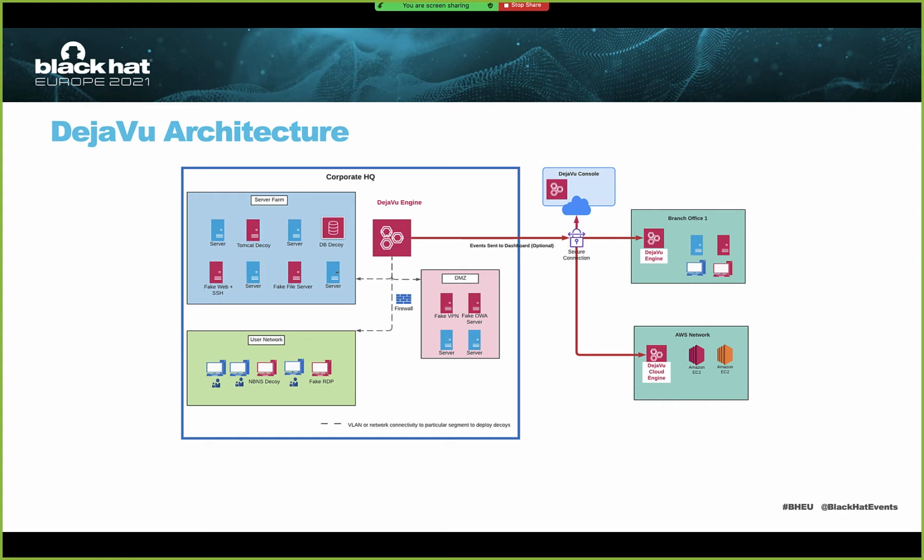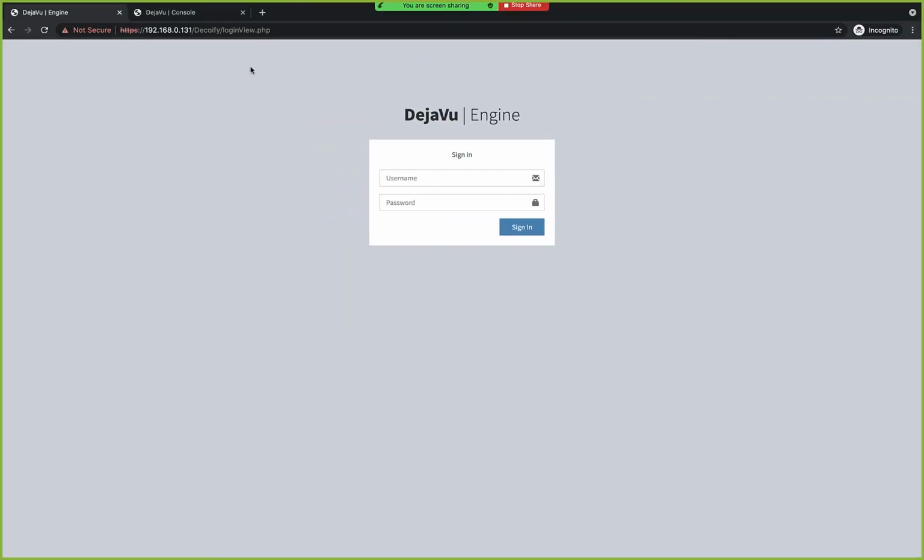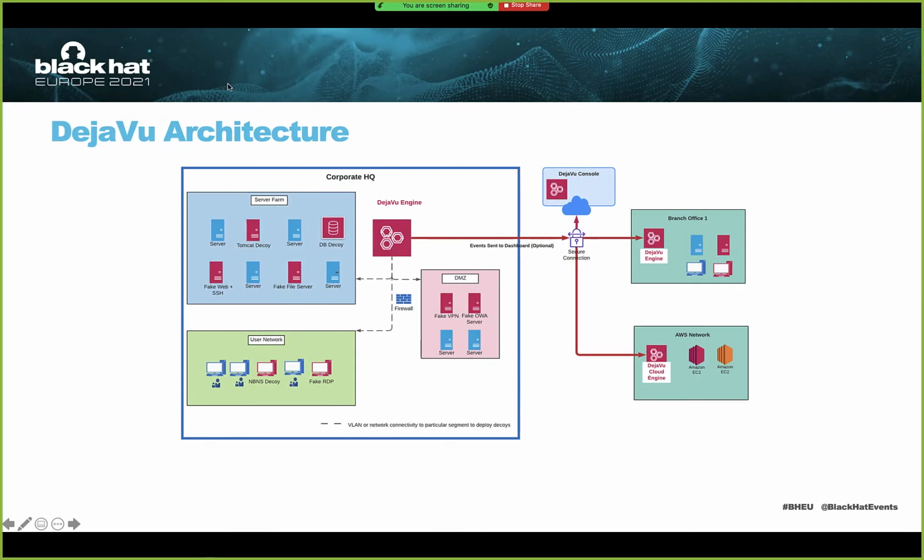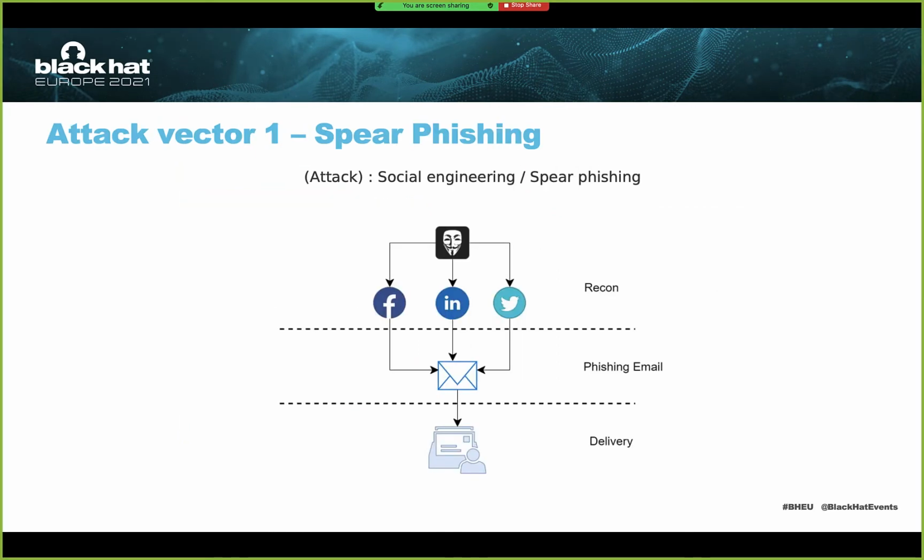So now, having that clarity that there are two components, primarily engine and console, we will jump into the different attack scenarios and see how we can use this new version of Dejavu to protect against some of the very vital cyber attacks out there. Let's start with the first one. The most notorious and most successful attack vector out there is the spear phishing attack.